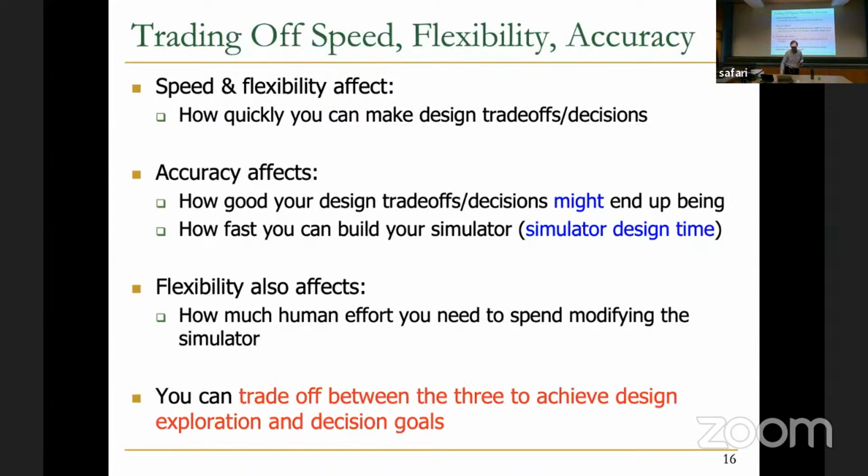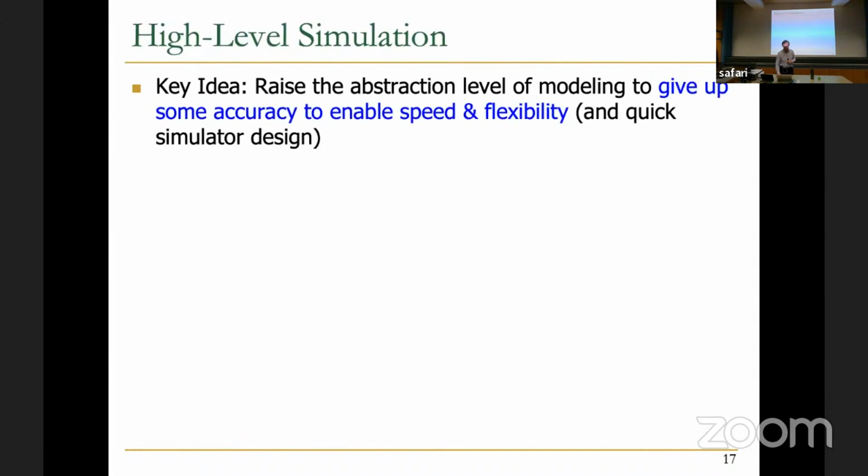So you can trade off between these three metrics to achieve design space exploration and decision goals, and your goal depends on what you're really trying to do. The key idea in high-level simulation is to raise the abstraction level of modeling, to give up some accuracy to enable speed and flexibility, and to enable quick simulator design. That's what we do as architects. We start with high-level simulation. Of course, we can go all the way down to low level, but high-level is what you start with.